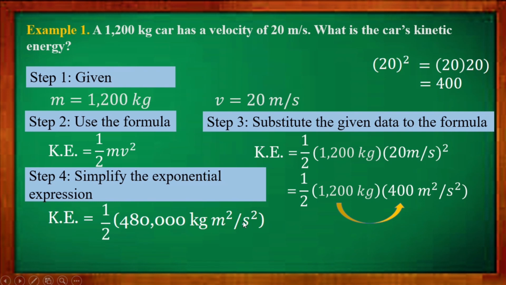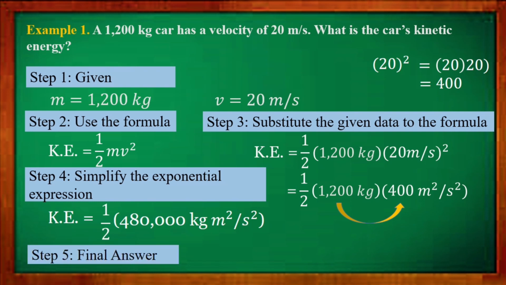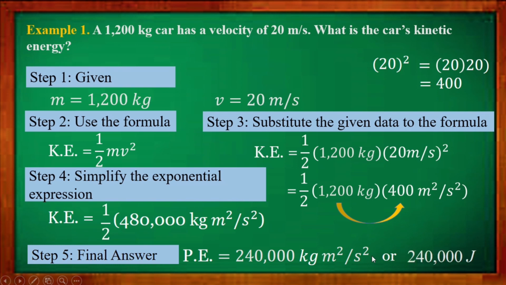And this will give us our final answer as KE equals, so 480,000 times 1 is 480,000, then 480,000 divided by 2 is just 240,000 kg m squared per second squared, or just 240,000 joules.